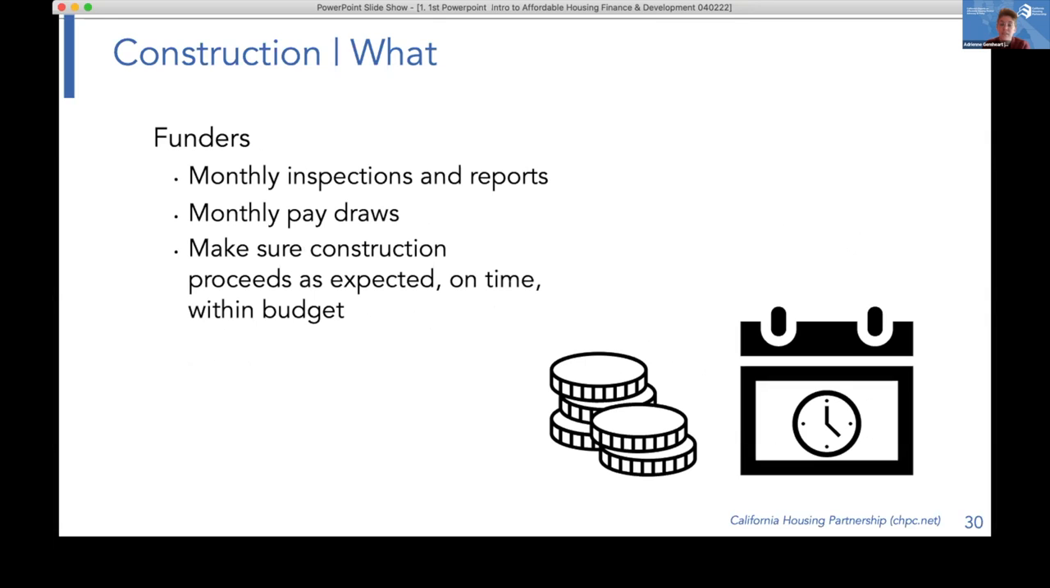All right, so you have your funders. Your lenders, investors, they are also involved. They might have someone come out to your monthly draw meetings. They're going to inspect the job as construction goes on, and they're going to make sure everything is going as planned. And they will be involved if something is way out of budget, if the schedule changes. They will definitely be weighing in.